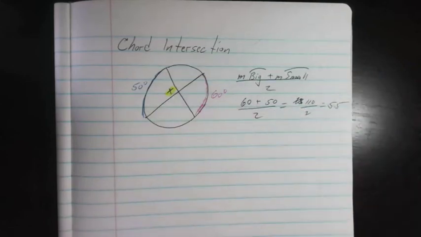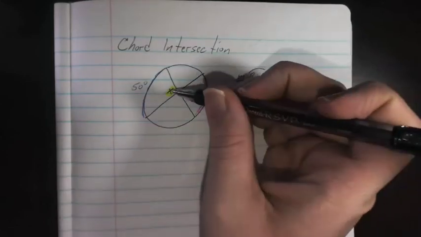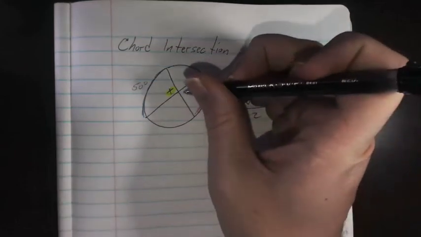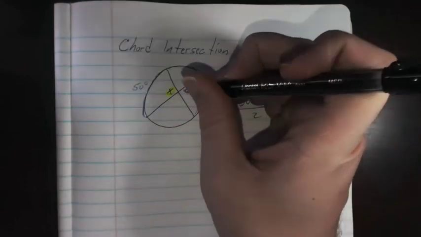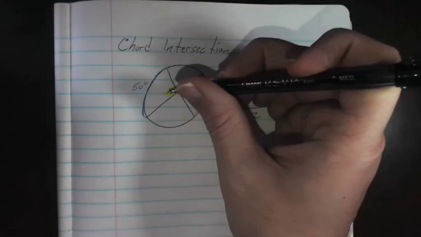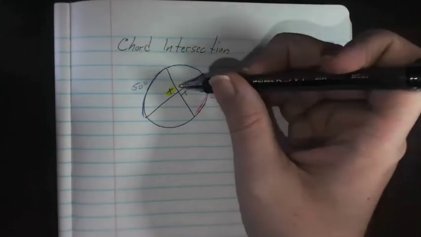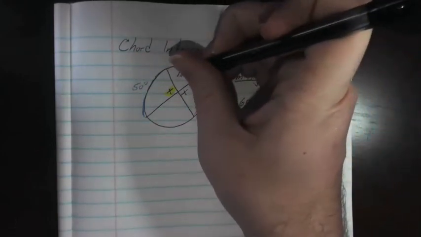You might be asking, but wait a second, that's x. What about this one? Well, this would also be x because these two are vertical angles. And if you ever wanted to find this, well, this would just be 180 minus x.